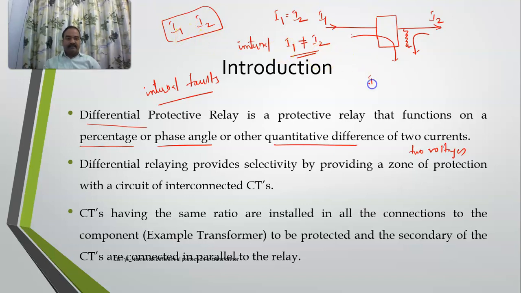So in the ideal case, the difference I1 minus I2 must be 0, or it must be less than the pickup value of the current. If it is greater than the pickup value, then it means that there is an internal problem with your device. So in that case, the relay will give a trip signal. So how is this achieved? You will be employing CTs here and the currents will be measured here.